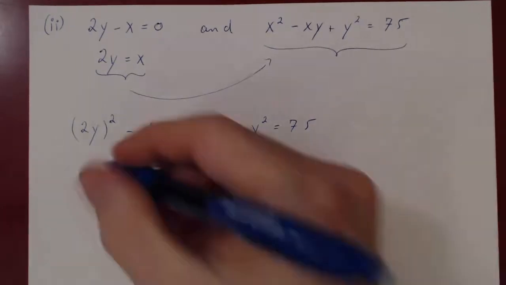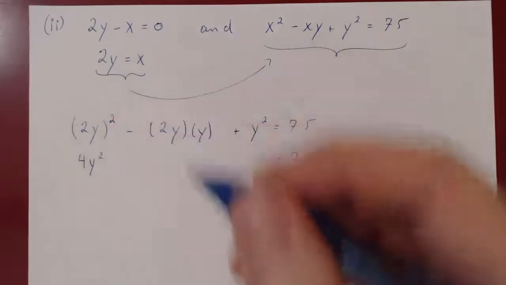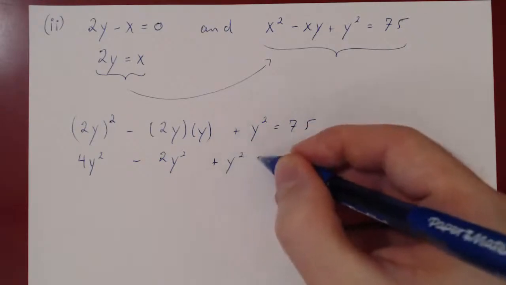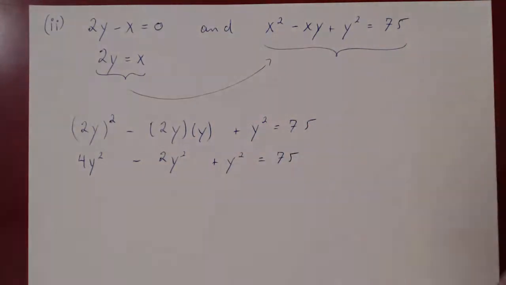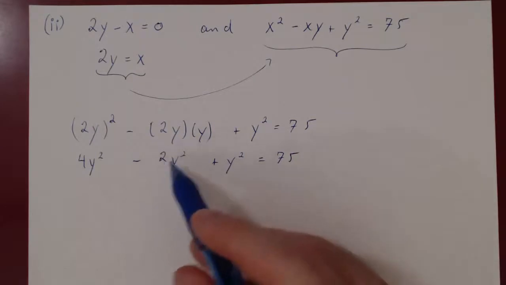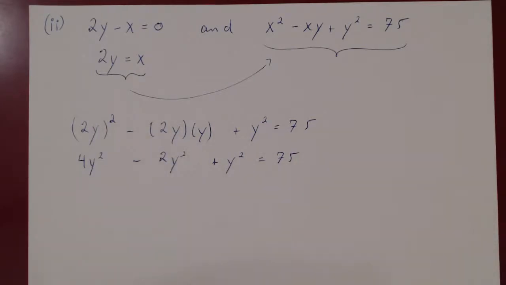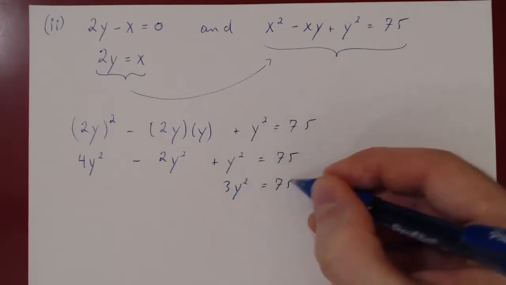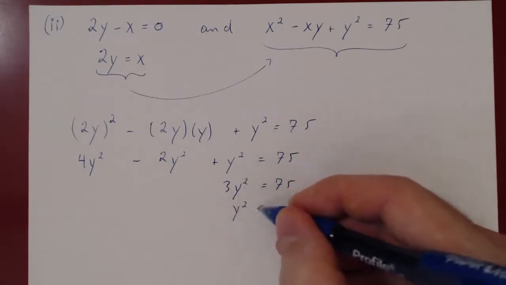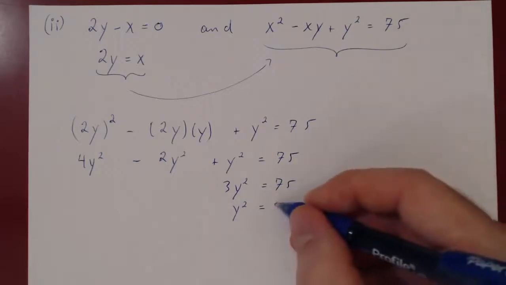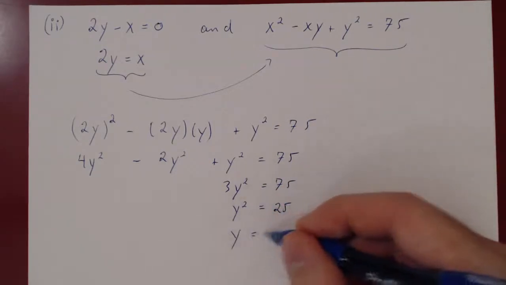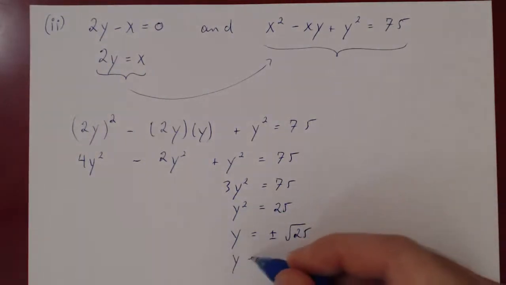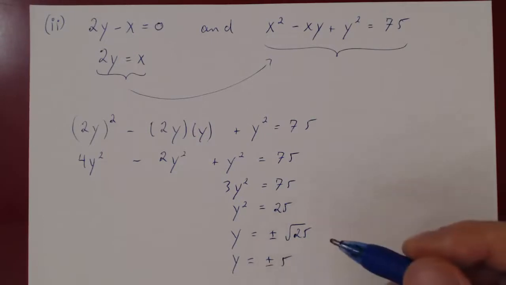So what does that give us? Well, 4y squared minus 2y squared plus y squared equals 75. So we have 4y squared minus 2y squared gives us 2y squared, plus y squared, 3y squared equals 75. Divide by 3, y squared is 75 over 3. As we've done before, that's just 25. And now y is plus or minus the root of 25. Therefore, y is equal to plus or minus 5.